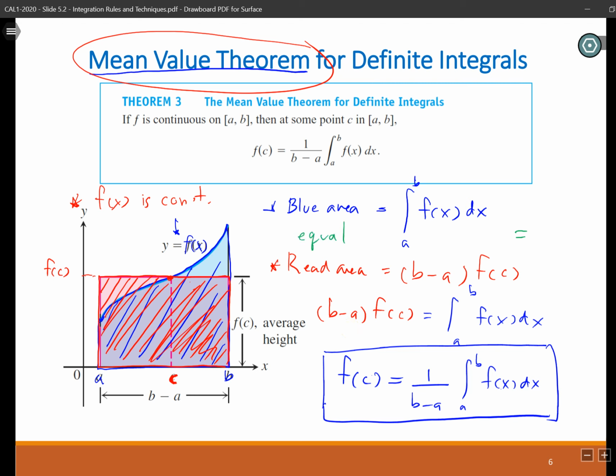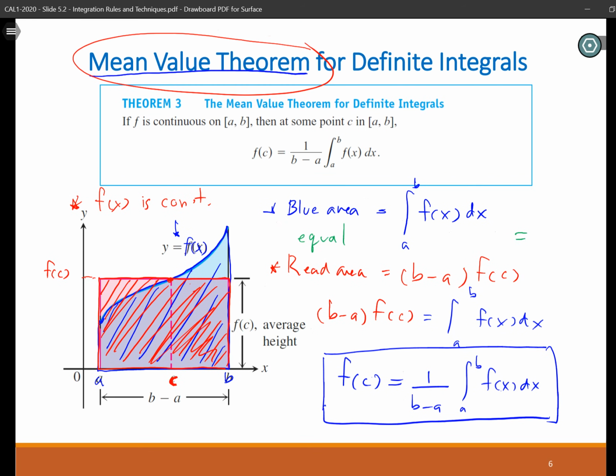Now the question is, when can we use this theorem? Well, this theorem can be used in different ways. You have seen this in the proof of the fundamental theorem of calculus number 1. We need this to prove that fundamental theorem. But to me, the most common use of this theorem is for finding the average value of a continuous function.